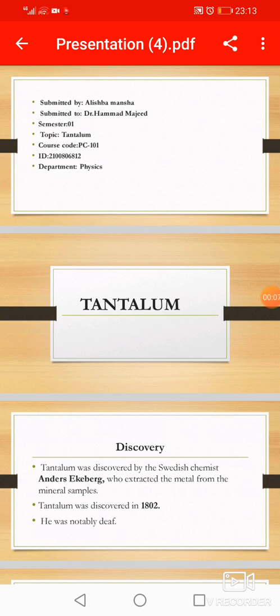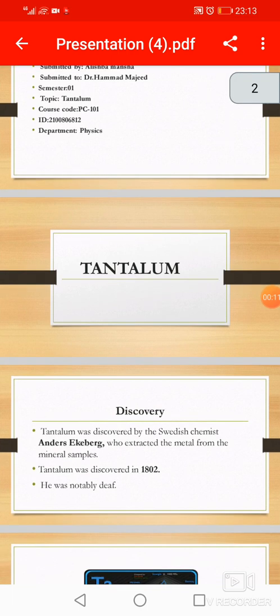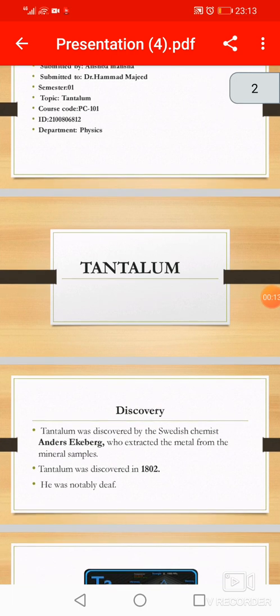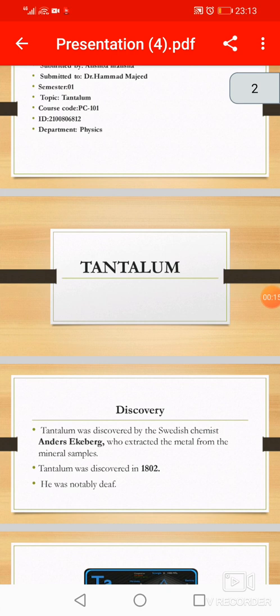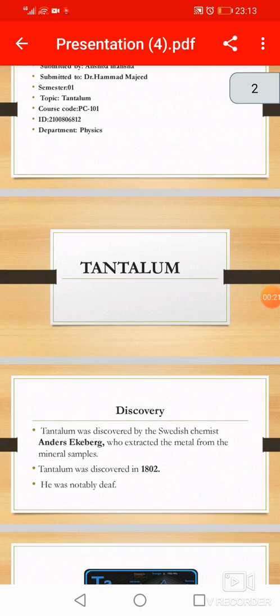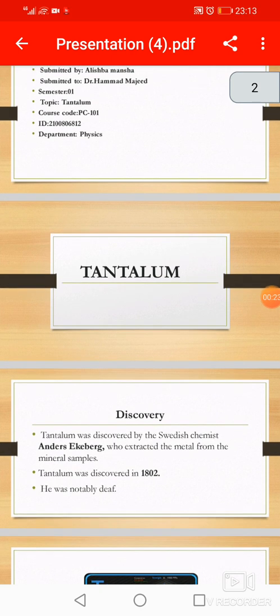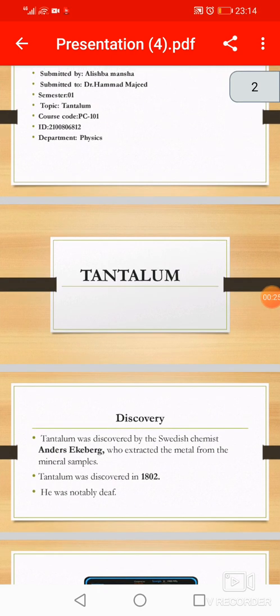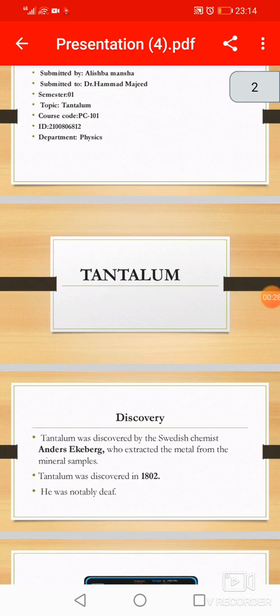Today the topic of my presentation is tantalum. First we discuss its discovery. Tantalum was discovered by the Swedish chemist Anders Ekberg, who extracted the metal from mineral samples. Tantalum was discovered in 1802. He was notably deaf. That means the scientist who discovered tantalum was deaf.